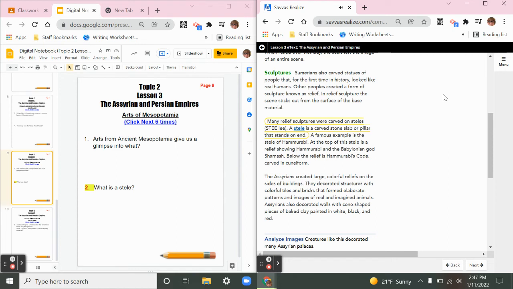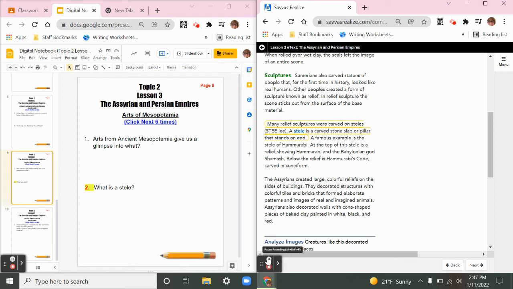At the top of this stele is a relief showing Hammurabi and the Babylonian god Shamash. Below the relief is Hammurabi's code, carved in cuneiform. The Assyrians created large, colorful reliefs on the sides of buildings. They decorated structures with colorful tiles and bricks that formed elaborate patterns and images of real and imagined animals. Assyrians also decorated walls with cone-shaped pieces of baked clay painted in white, black, and red.